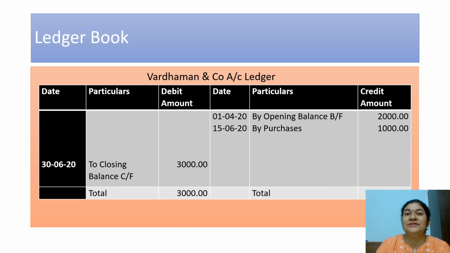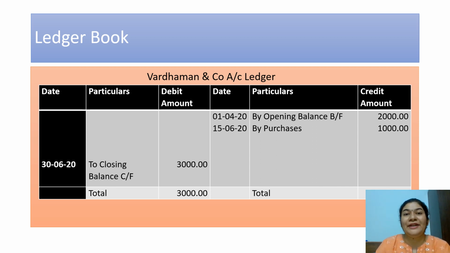And as you see, there is an opening balance, "By opening balance BF", that is brought forward. That amount is 2000. That means last year I had certain transactions with Vardhaman and Company and this 2000 rupees is yet to be paid. Now, this year in the month of June, I had one more purchase transaction with them, on 15th of June, for rupees 1000.